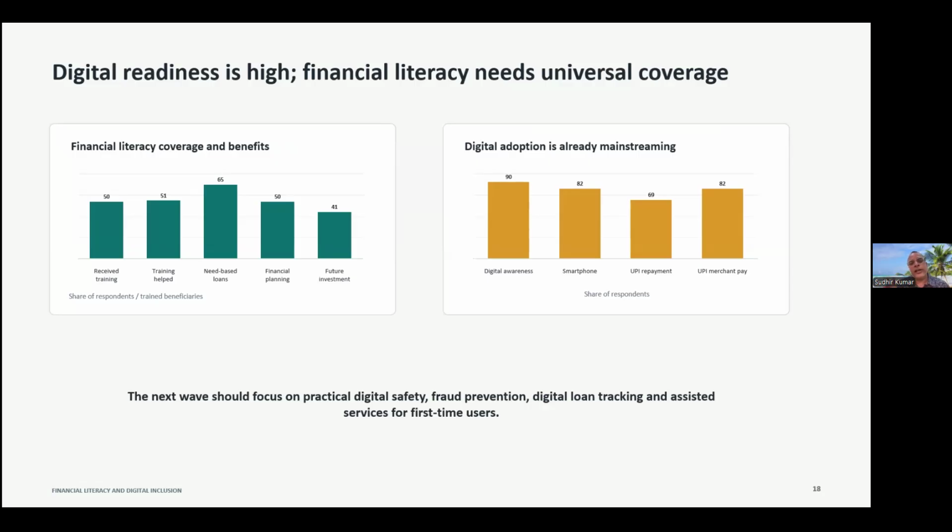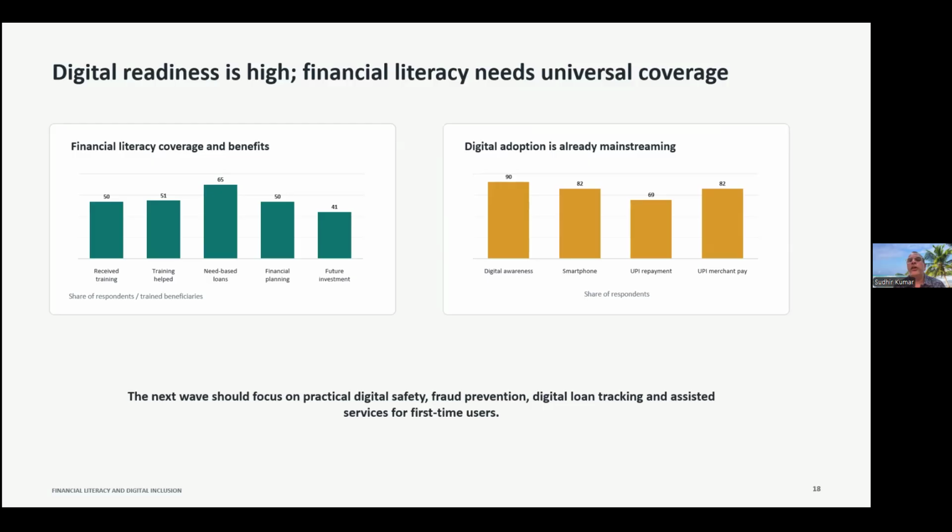And then how it has helped in terms of financial planning, future investments, and need-based loans. So this is what one graph has said. Digital awareness is high, and the perception of whether they need digital literacy is also very high. They said yes, we do need it, because that's where things are moving.